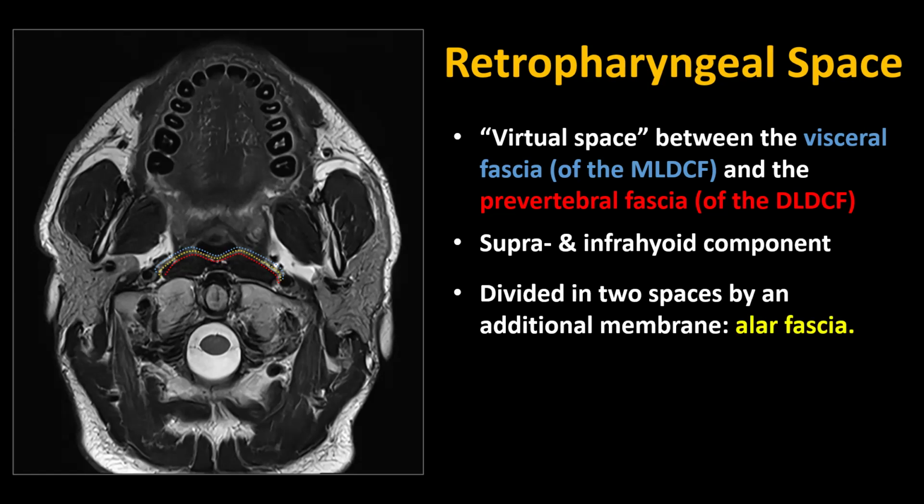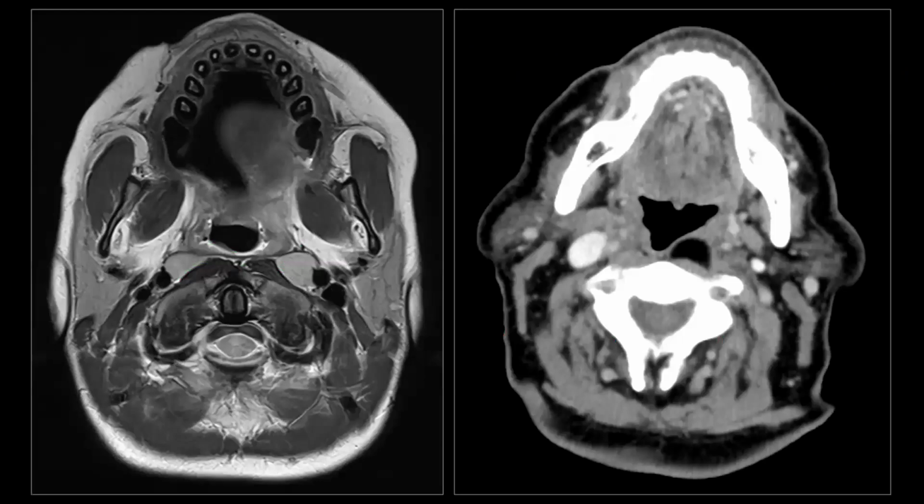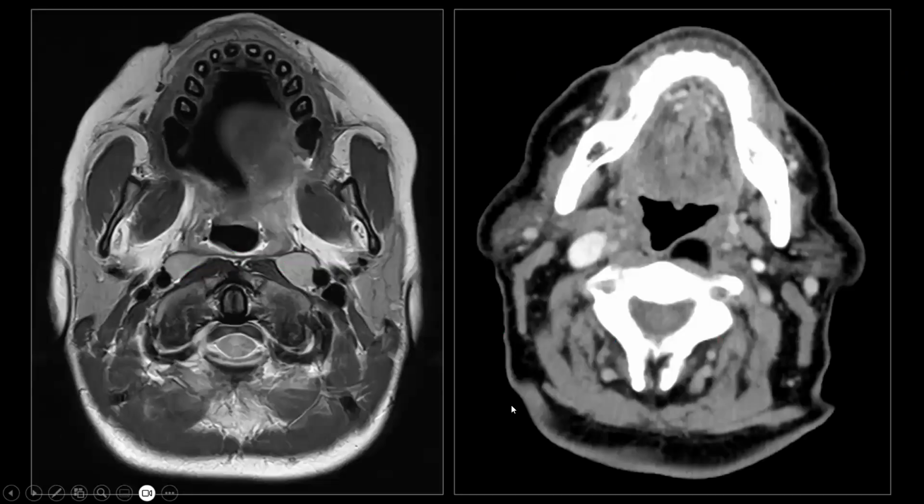Then the retropharyngeal space is further divided in two spaces by the alar fascia, as explained previously, with the anterior part being the true retropharyngeal space and the posterior part the danger space. In normal situations, it is extremely thin. It's a virtual space containing mainly fat. So here we see the two components. Well, I just drew one space in green over here, but what can we find in the retropharyngeal space? Well, mainly fat, some lymph nodes, and as said, the true retropharyngeal space stops at about the third thoracic level. The danger space contains only fat, but it extends all the way into the mediastinum.